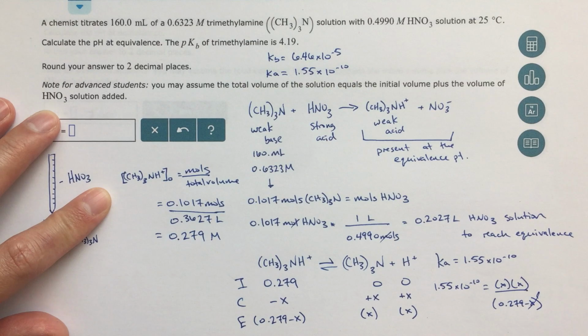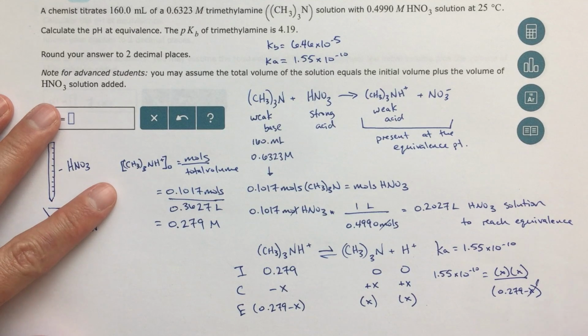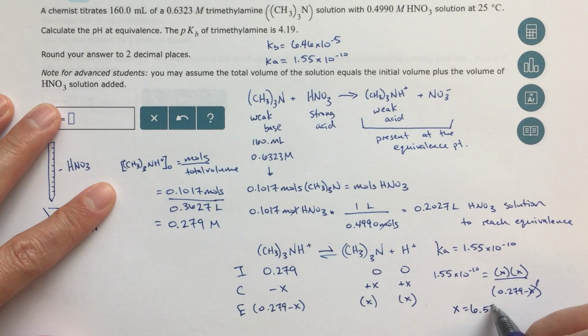This minus x term is going to be negligible. We can talk about that, but this value is so small. This x is going to be very, very small compared to that value. We can solve that for x. You could also solve it exactly, right? If you really like the quadratic formula, which I know that I do, so that's totally cool. x equals 6.46 times 10 to the minus sixth, and that equals my concentration of H+.